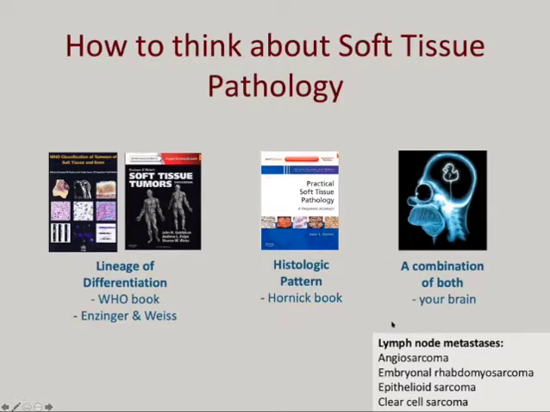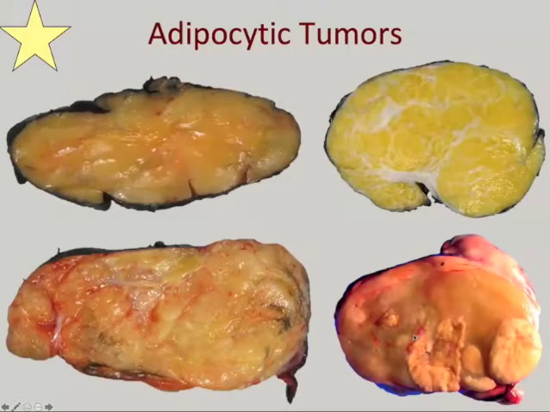One thing I want to stick here in the corner is, sometimes the boards ask about tumors that metastasize to lymph nodes. Those are going to be things like angiosarc, embryonal rhabdo, epithelioid sarc, clear cell sarc. If they ask you which one of these is more common than the other, I don't even know the answer to that. So just pick one. Okay, just pick one. Give up on it.